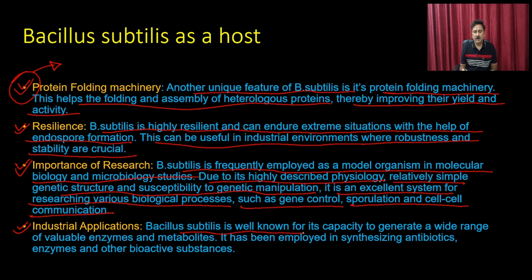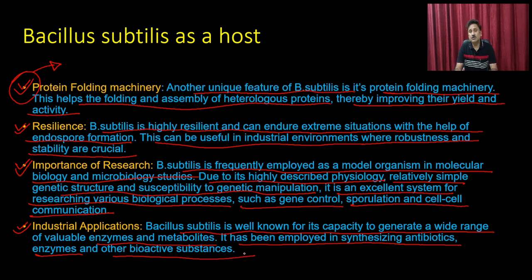Bacillus subtilis is well known for its capacity to generate a wide range of valuable enzymes and metabolites. It has been employed in synthesizing antibiotics, enzymes and other biotic agents. Now, if you want to utilize any host, whether it is E. coli or Bacillus subtilis, you are supposed to know how to extract the recombinant DNA from these cells, so that you can utilize these recombinant DNA for downstream applications.